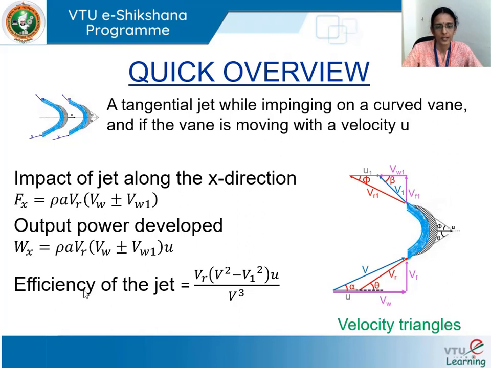We have also discussed the expression for the efficiency of the jet, where efficiency is the output power developed per unit time divided by input kinetic energy per unit time. Input kinetic energy is the kinetic energy of the jet coming out from the nozzle, which is half rho a v cube.